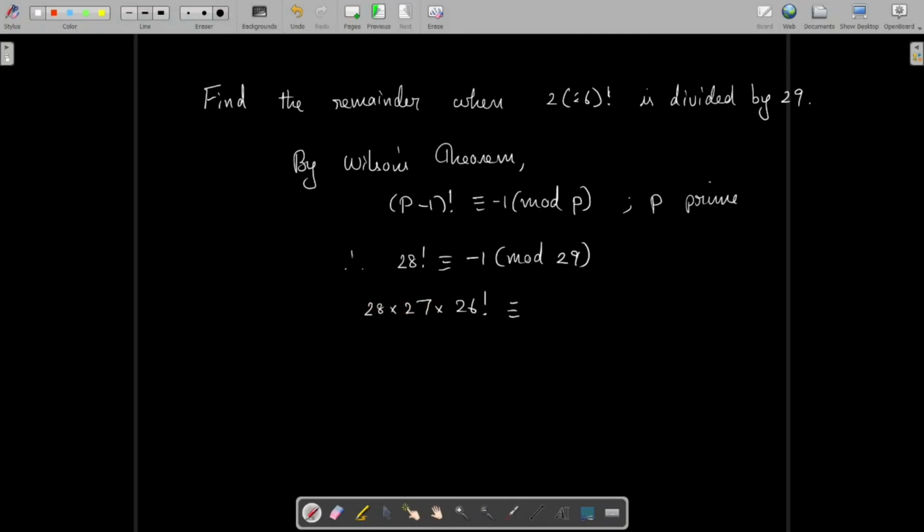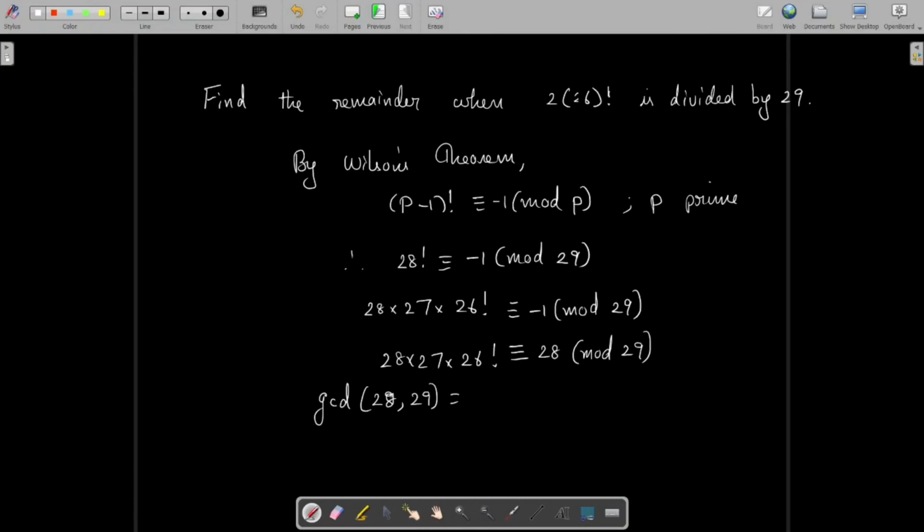So this is congruent to minus 1 mod 29. Again, in the place of minus 1, we can write 29 minus 1, that is 28. Here also we apply the result: if a is congruent to b mod n, then a is congruent to b plus n mod n. So here minus 1 plus 29 is 28. And we may note that GCD of 28 and 29 is equal to 1.